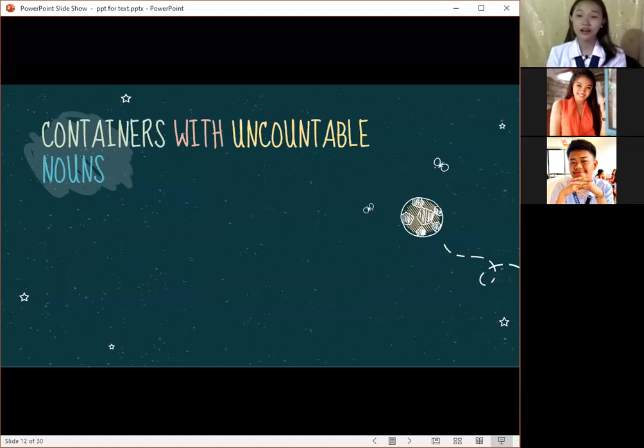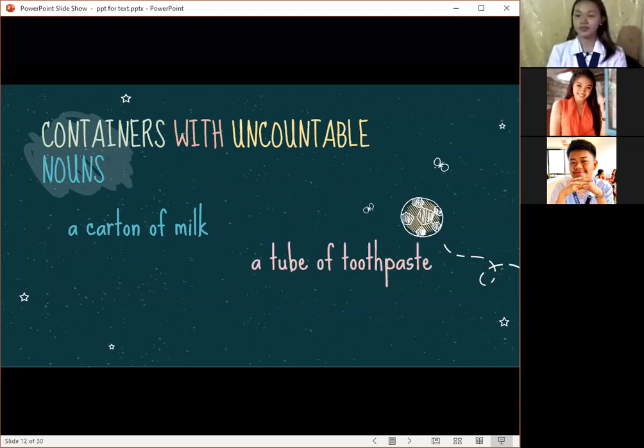So here are some other examples of containers with uncountable nouns. A carton of milk, a tube of toothpaste, and a bottle of lotion. So, can you guys put these examples in a sentence? So I'm gonna give the first example a go, okay? A carton of milk. I had to buy a carton of milk for my baby brother. Is that right?